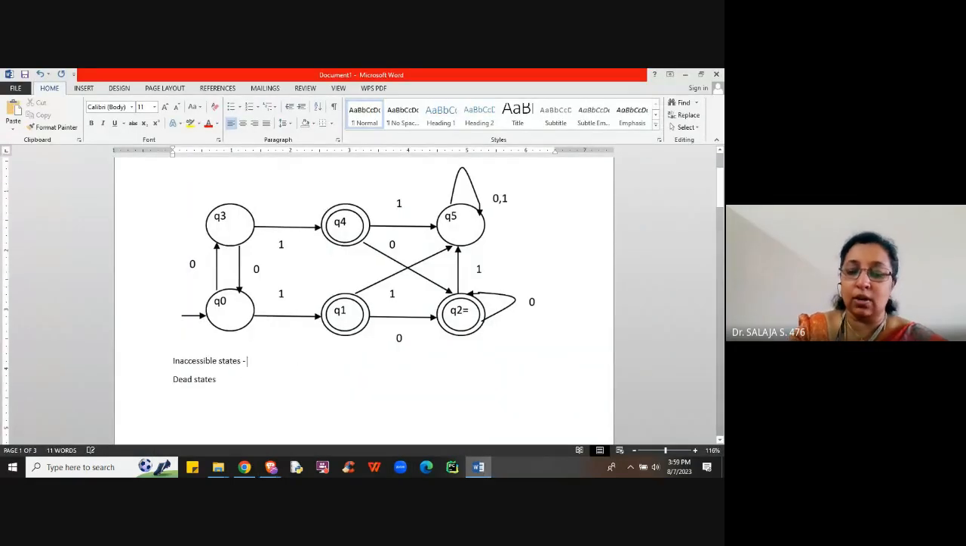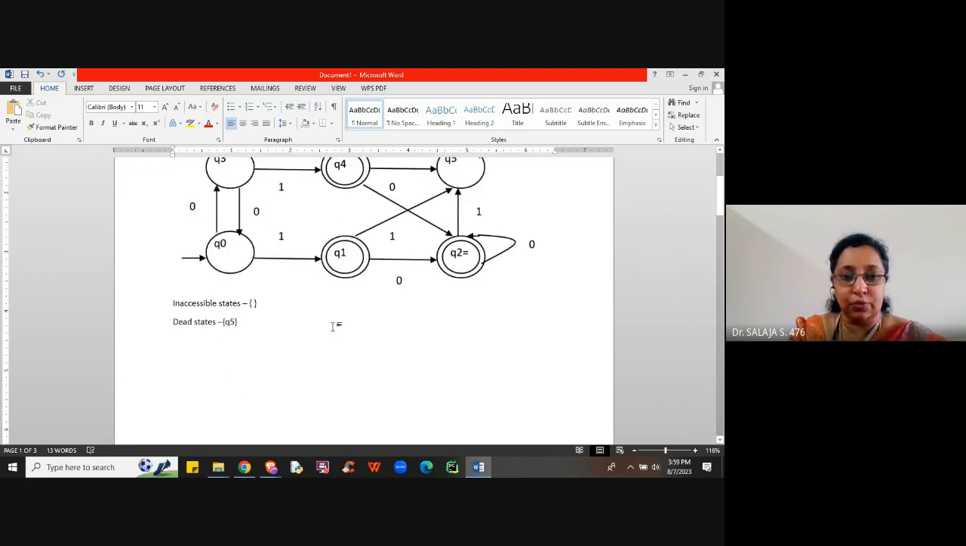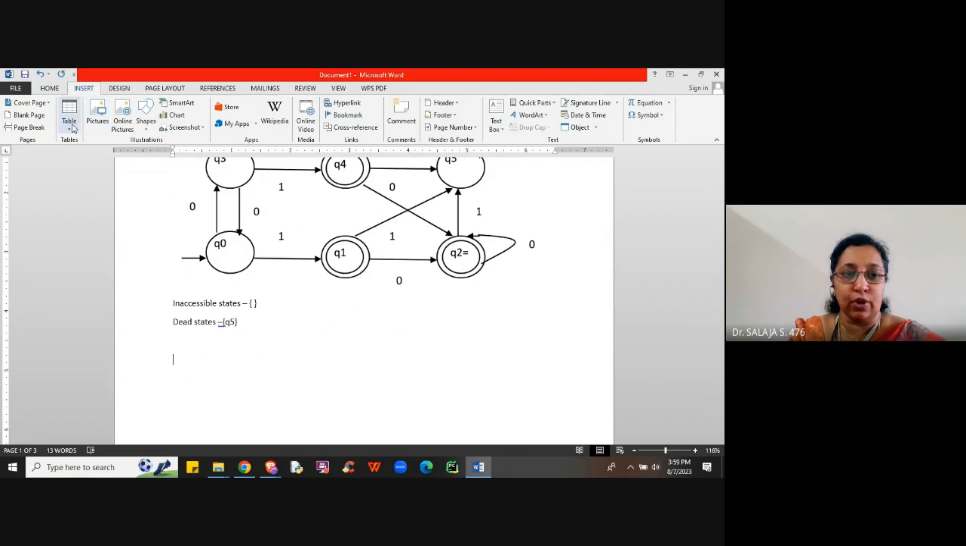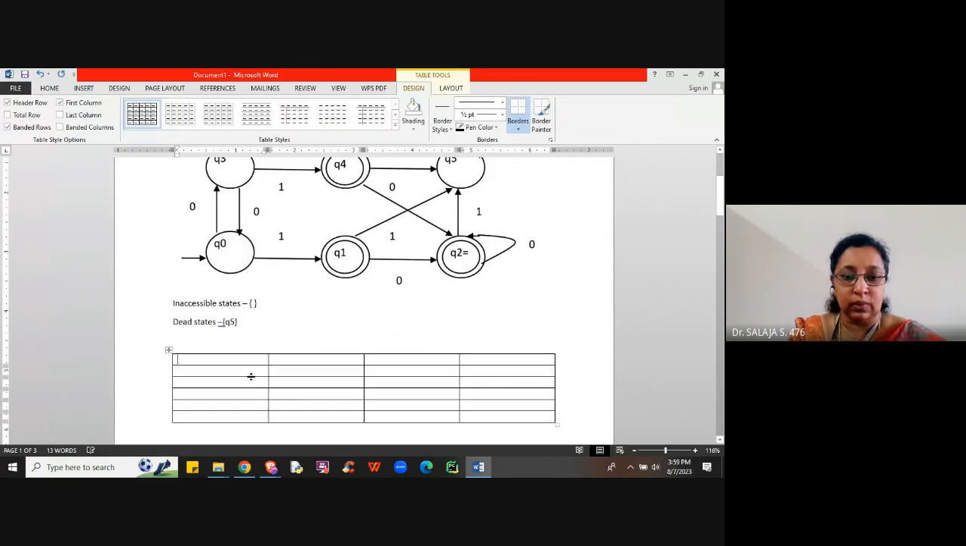So there are no inaccessible states as such, but you have only one dead state, and that is Q5. So we'll automatically remove all the transitions of the state Q5. For our easy conversion, we'll convert this into a tabular format.